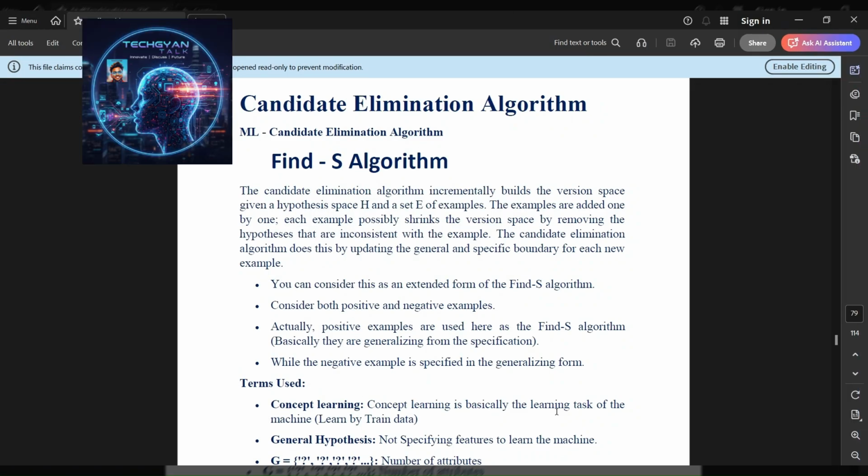Hello, everyone. Good day. Today's topic from machine learning techniques is the candidate elimination algorithm. So, what is the candidate elimination algorithm?